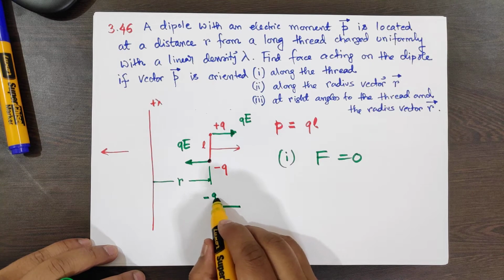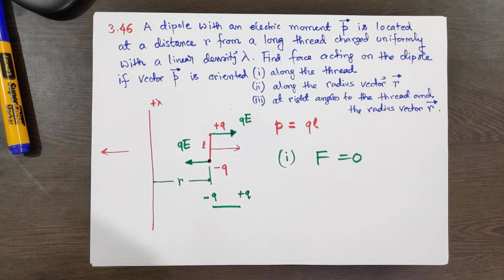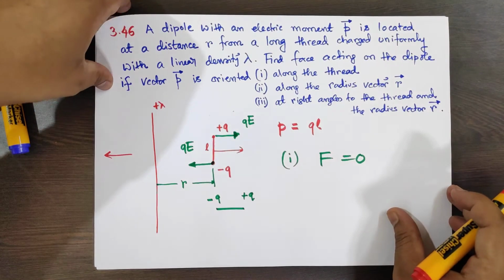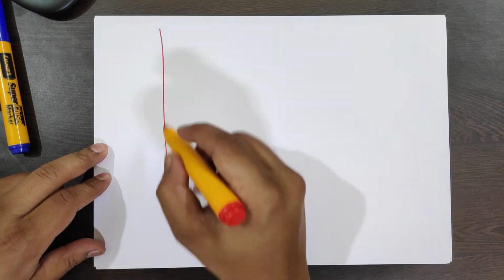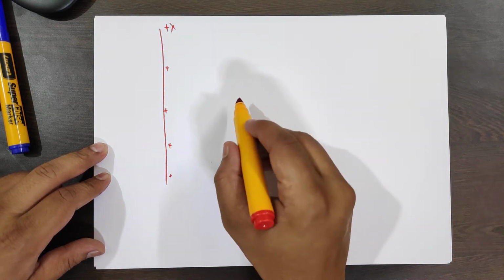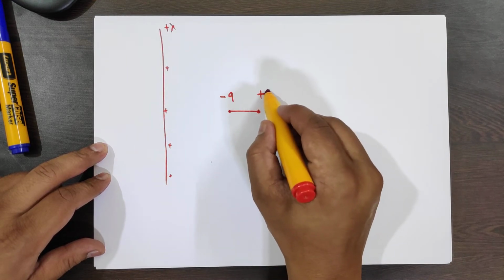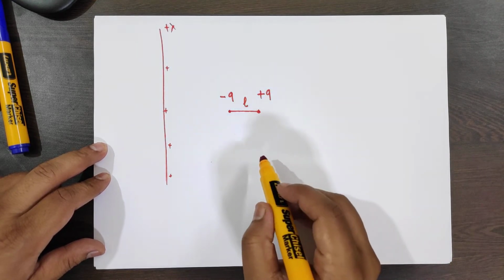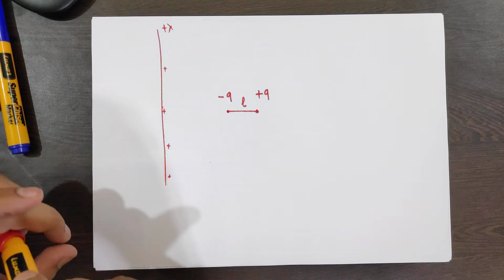Okay, let's try out the next case where the dipole is placed along the radius. That means this is the dipole, minus q and plus q. So we'll solve it on another page. So this is the line charge, the infinite line charge, infinitely long, and here you have a dipole, with charges minus q and plus q, and this is L. We have to find the interaction force between this line charge and the dipole.